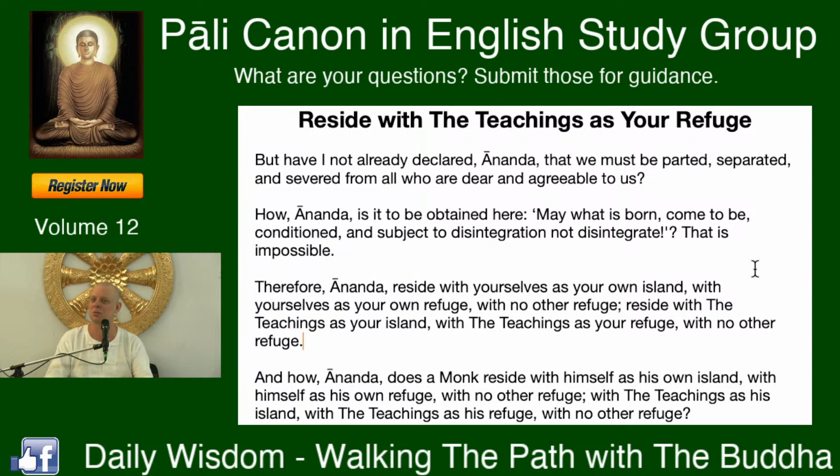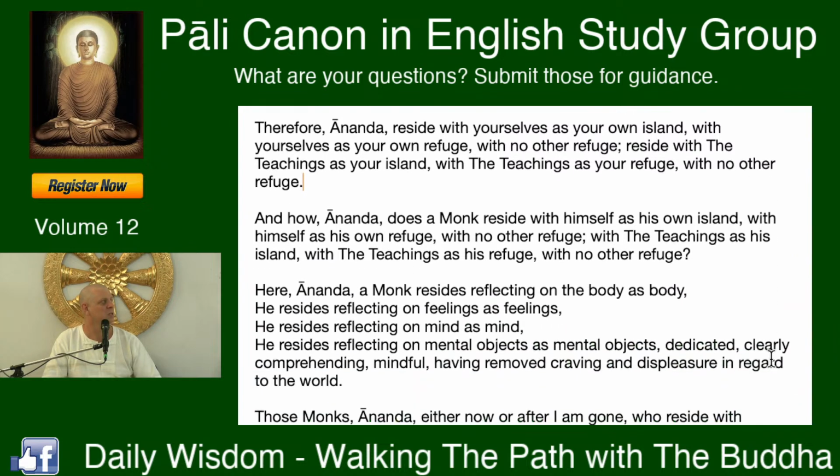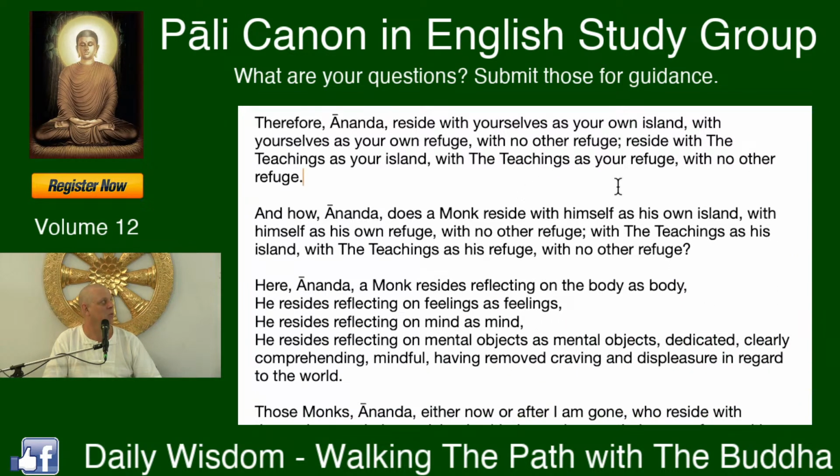So one of his close students was begging and pleading with him not to die, but he should already have known that of course the Buddha's going to die. He can't live forever. It's not possible. So the Buddha says, okay, Ananda, reside with yourself as your own island, meaning you're on your own independent journey to enlightenment. And then he says, with yourselves as your own refuge.